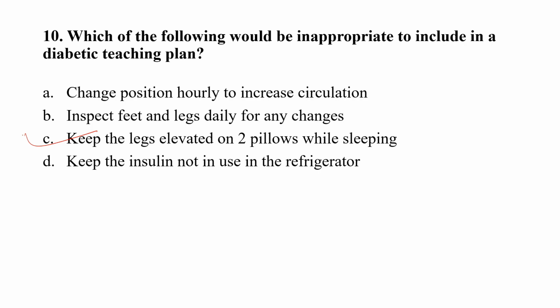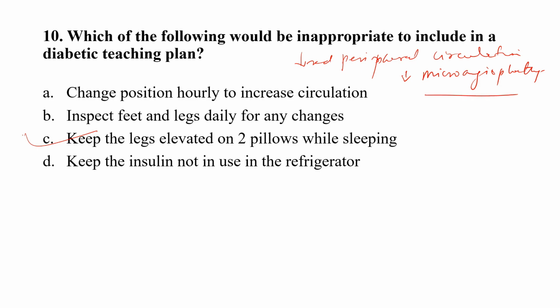Why? Because a patient with diabetes mellitus, a diabetic patient, has decreased peripheral circulation caused by microangiopathy. So keeping the legs elevated will further cause this circulation impairment. So option C should not be included in the teaching plan for a diabetic patient.